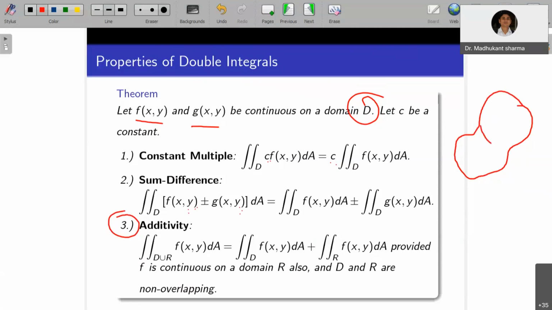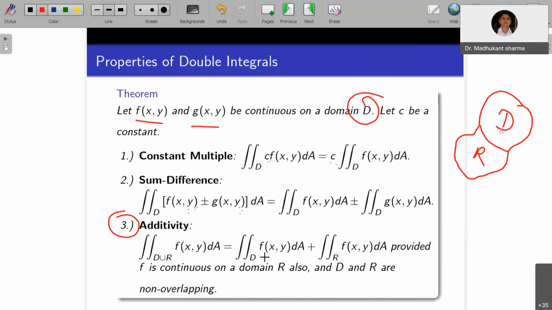Okay. So you can divide the entire region into two: D and R. So the total region is D union R, over which you are going to integrate. Note that D and R do not have anything in common. So we are partitioning the region into disjoint sets, you can say. D union R will give you the complete region.